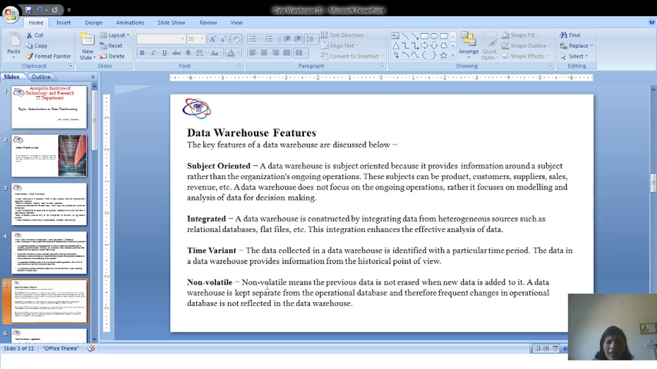Non-volatile. Non-volatile means the previous data is not erased when the new data is added to it. A data warehouse is kept separate from the operational database and therefore frequent changes in operational database will not reflect any change to the data warehouse.